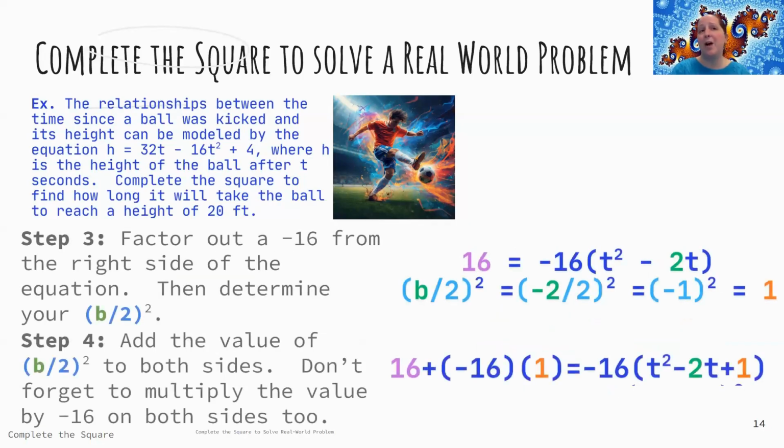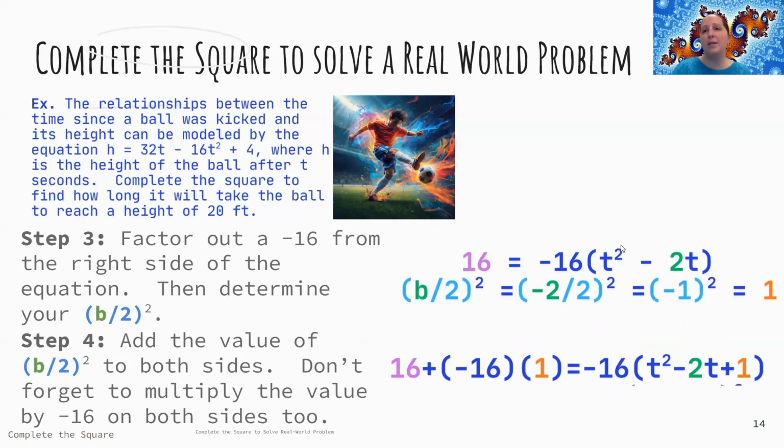I can factor out a negative 16 from the right side of my equation. And you really want to do this because when you're completing the square, you want that x squared or that t squared or whatever value you're squaring to have a 1 in front of it. It'll make your life easier when you're completing the square.